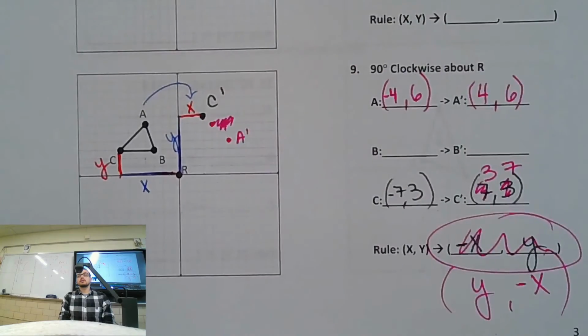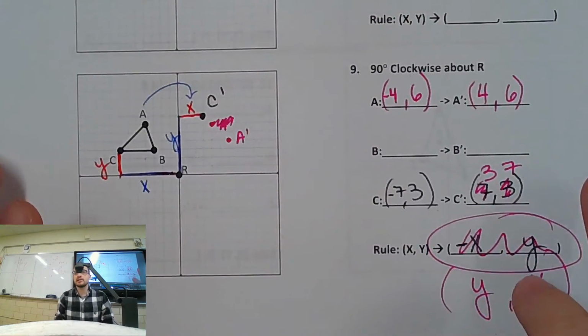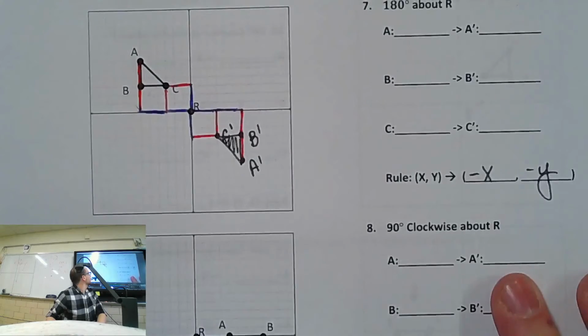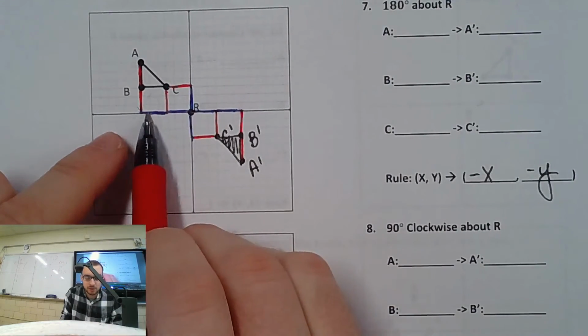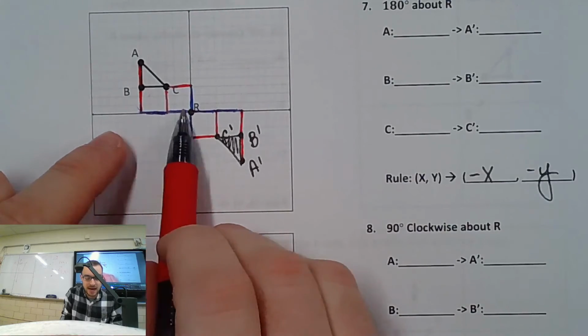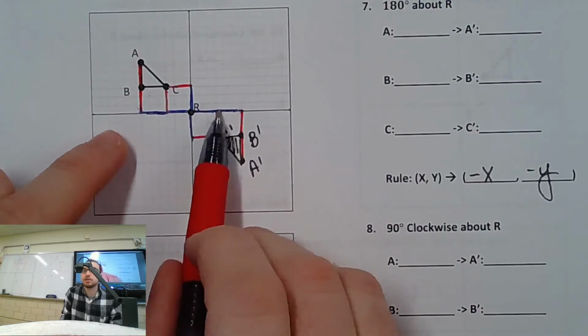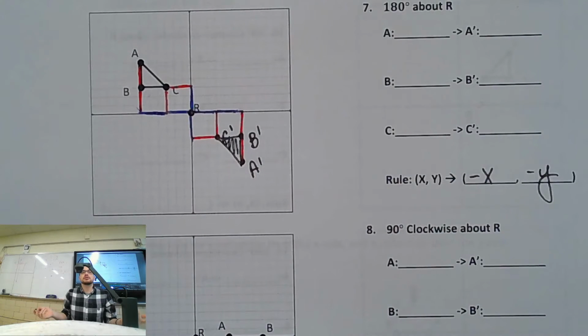Why didn't that happen for the 180? Look up here. I kind of butchered this thing now. See that blue? What direction is it going, horizontal or vertical? After we flip it, what direction is it going? Still horizontal. So the x and the y don't change.